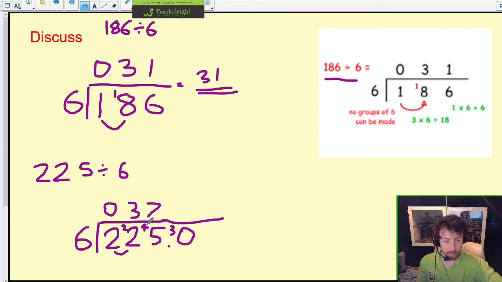This decimal point, I must put a decimal point immediately above it as well to keep it all nice and neat. But how many times does 6 go into 30? Well, it goes in 5 times. And that's job done. So my answer now is 37.5.